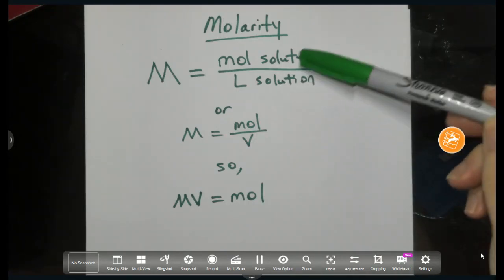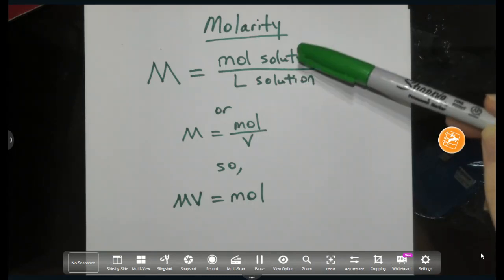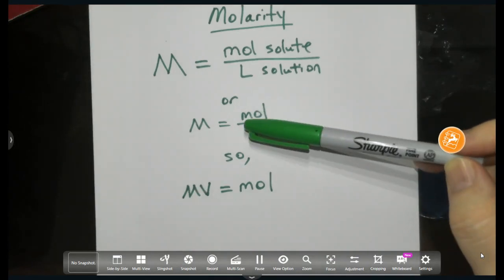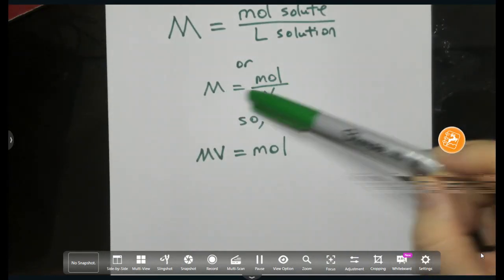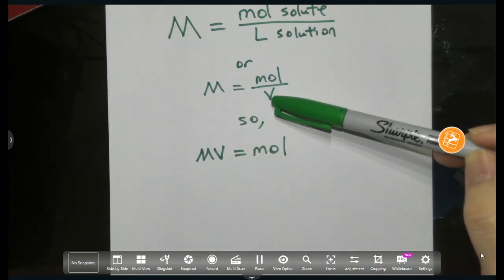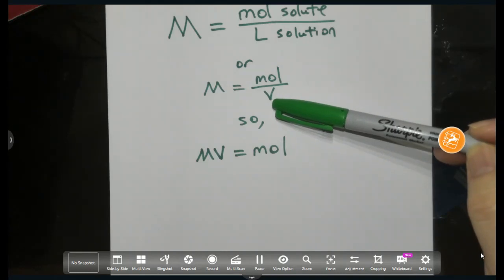So typically this is the form we use when we solve problems. I'll do some examples here in a moment and you'll see that. But before we do that, I just wanted to get into some rearrangement here. This liters is just a volume. So I just rewrote this equation by putting volume instead of liters, just generic volume.